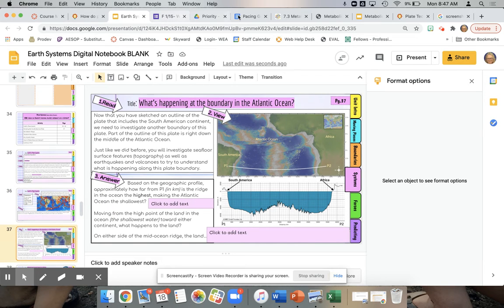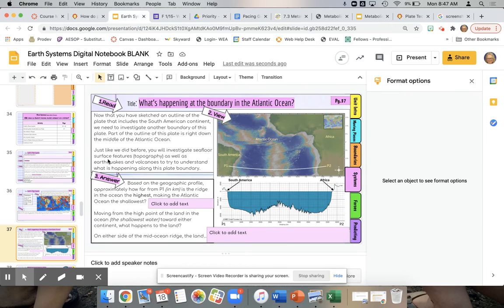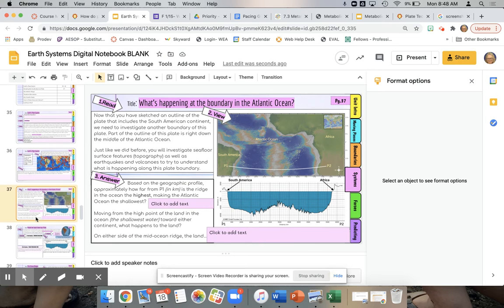And let's see, we are going to page 38. So then here, what's happening at the boundary in the Atlantic Ocean. So this is going to be the opposite side of the South America plate, where we were looking at the formation of the Andes Mountains. So now here's the opposite side of it, and students are going to be looking at this geographic profile and figuring out what's going on.